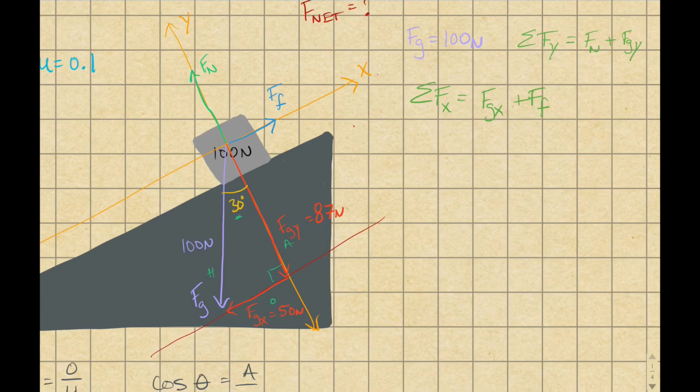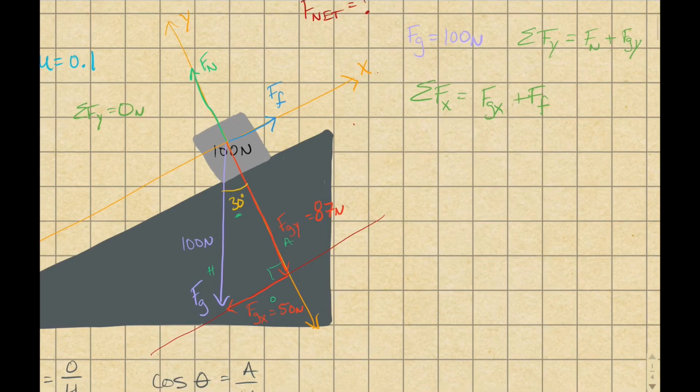We had some rules before, and two of them were that the sum of the forces in the y direction is equal to 0 when it's moving along a surface, and the sum of the forces in the x direction is equal to the net force when it's moving along a surface. So we can say those things here as well. Now we can say that this is equal to the net force, and that this right here is going to be equal to 0. Very good. All right, now what?